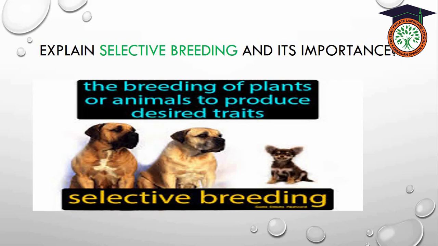Explain selective breeding and its importance. We know that selective breeding means that I select and breed plants and animals to produce desired traits.